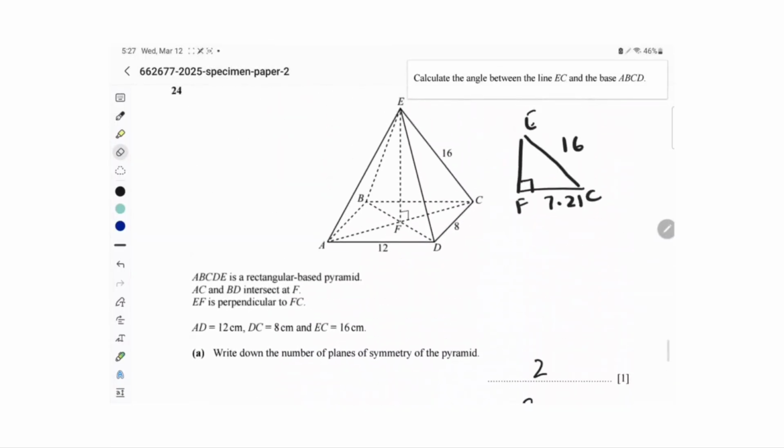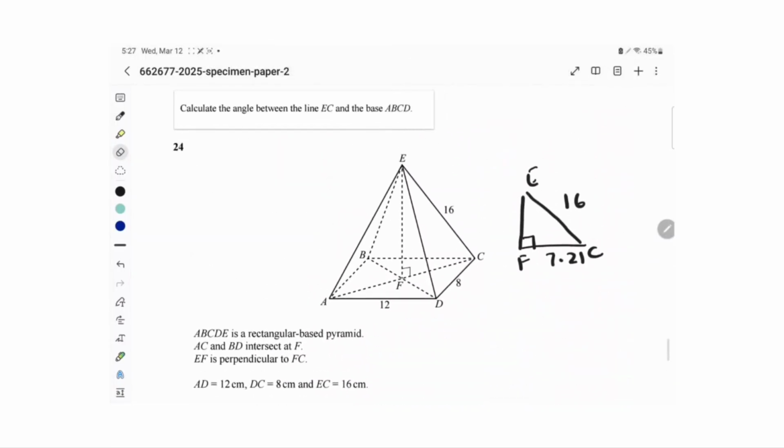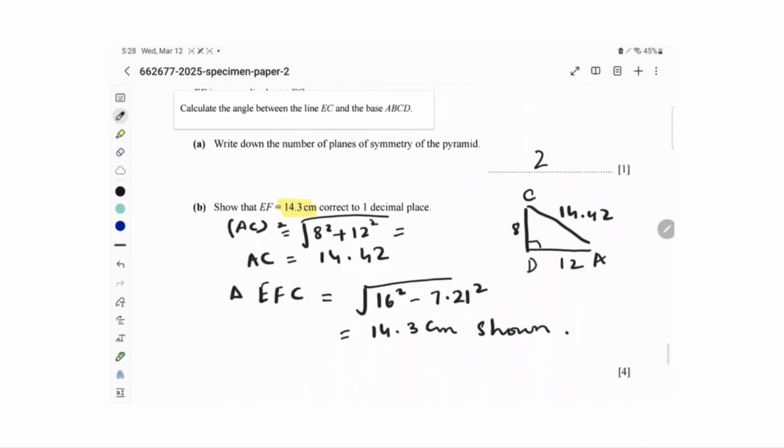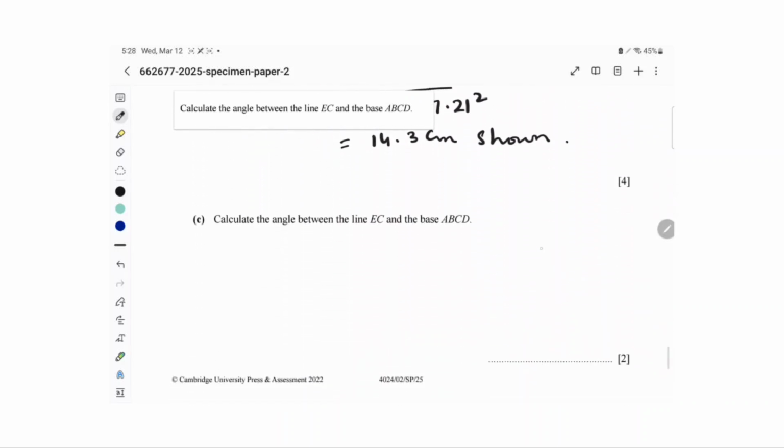Angle between EC and the baseline. So where is EC? We have this line EC. This is your baseline. Angle between EC and the baseline. So just take this triangle, the same one, EFC, which we have already made before.